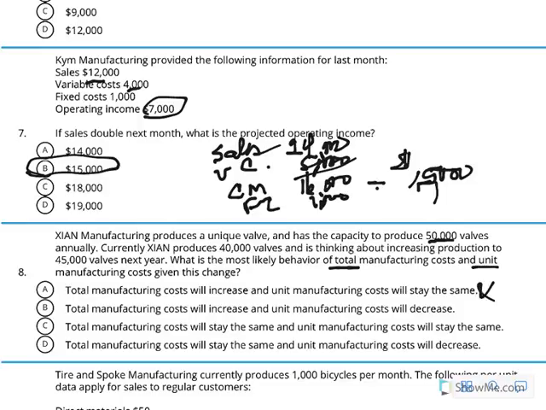No, that's not true. Total manufacturing costs will increase, that's true, and the unit manufacturing cost will decrease. Well, the unit variable cost will remain the same, but as production increases, the unit fixed cost will go down. So that's a likely answer. Total manufacturing costs will stay the same? No way. So that's out. The only answer here is B.